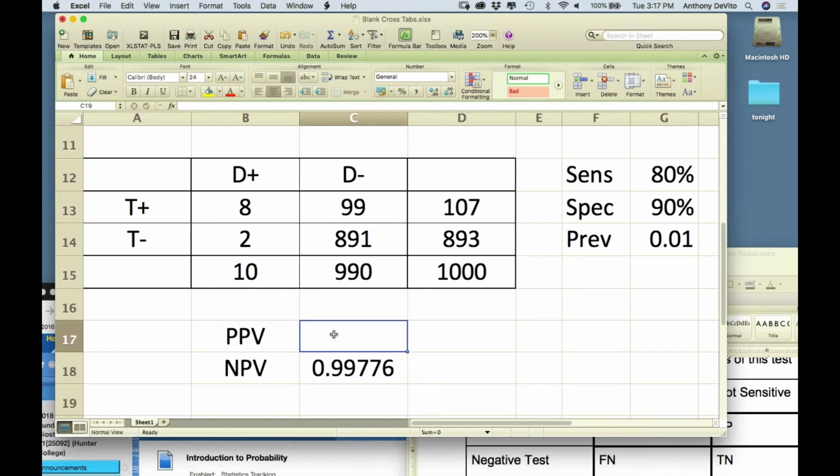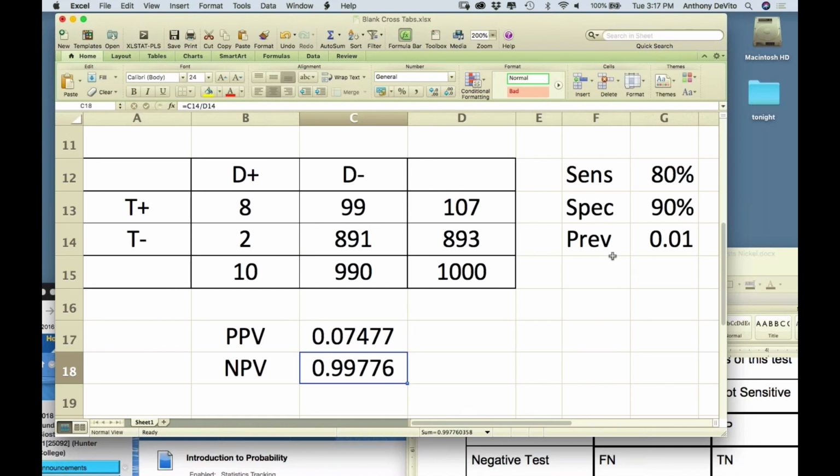Let's take a look at the positive predictive value, which is the more important one, because that's the one where we're screening people. We want to catch the disease, right? Let's see what that's equal to. That's equal to the number of people that had the disease and tested positive, divided by the total number of people that tested positive, which is the true positives and the false positives. It comes out to 7%.